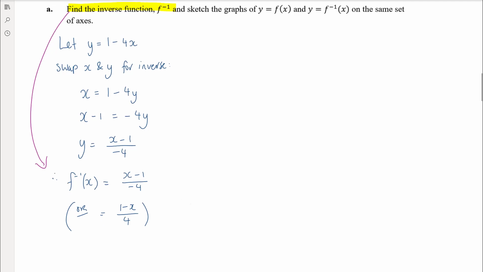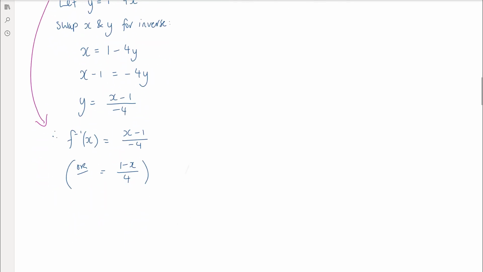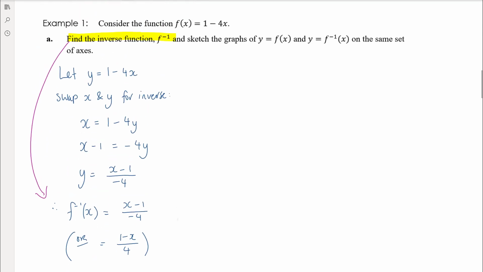We should state the domain whether it's asked for or not, but actually in this case, apologies if you can hear that background noise, my dishwasher's just emptying.